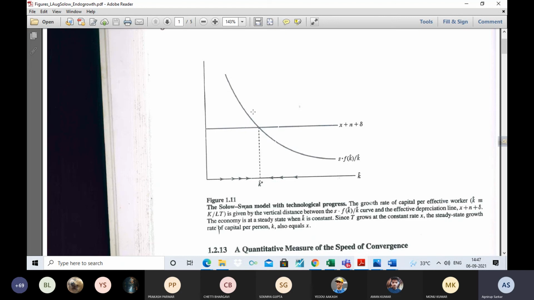Okay, so in the next session we will be looking at the transitional dynamics of endogenous growth. If you have any questions about the AK framework, you can ask me.